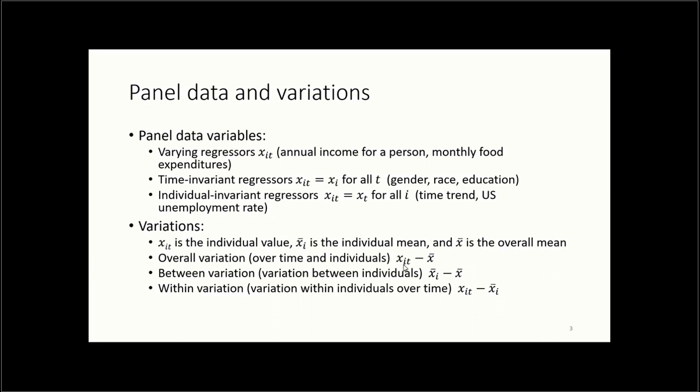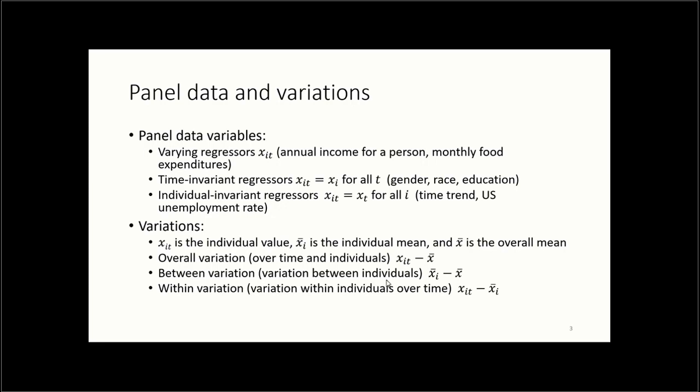And so the overall variation would be the individual value for each variable minus the overall mean. For the between variation, we want to know how does one value for one individual differ from the overall mean. So here we would have x_i bar, which would be the average for a person, minus x bar, which would be the overall mean. So here we're showing how the average value of the person differs from the overall mean, or this is also called the variation between individuals.